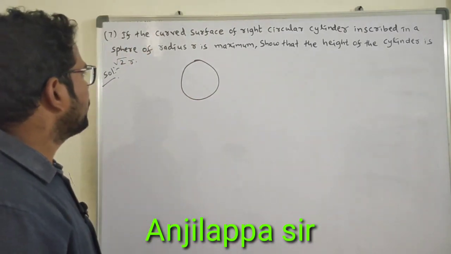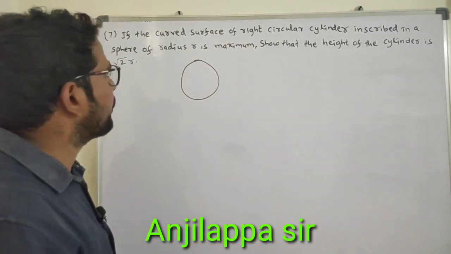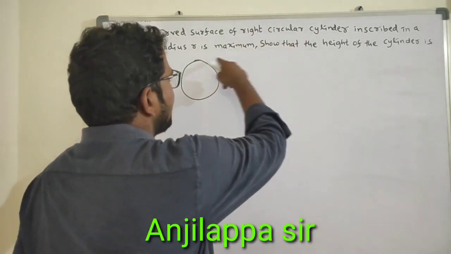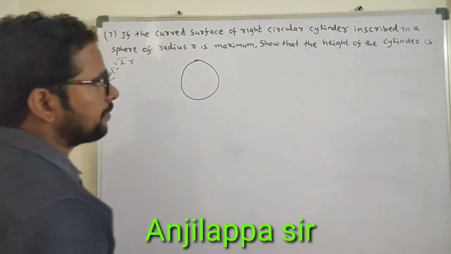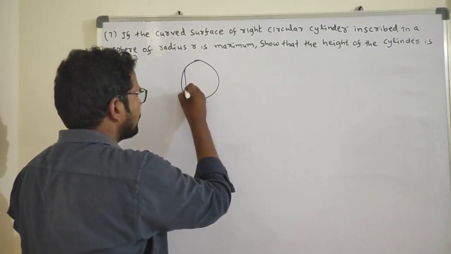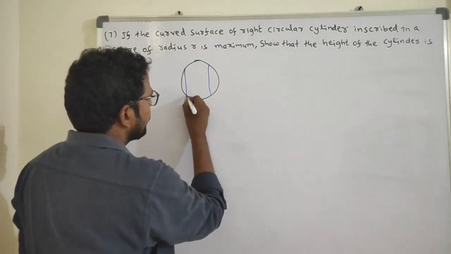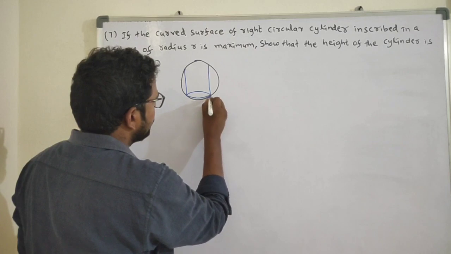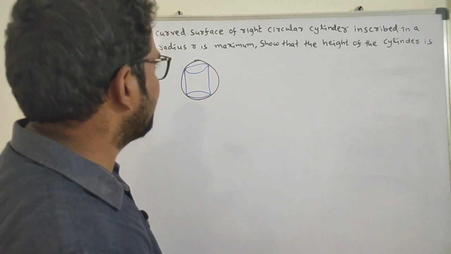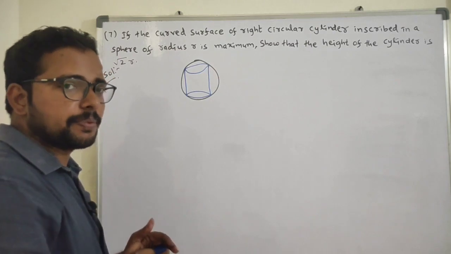Now see 7th question. If the curved surface of a right circular cylinder inscribed in a sphere of radius r is maximum. So here one cylinder is inscribed in a sphere. Take this as sphere. So now take cylinder, because the cylinder is inscribed in a sphere. And what is given? Radius of the sphere is r given.